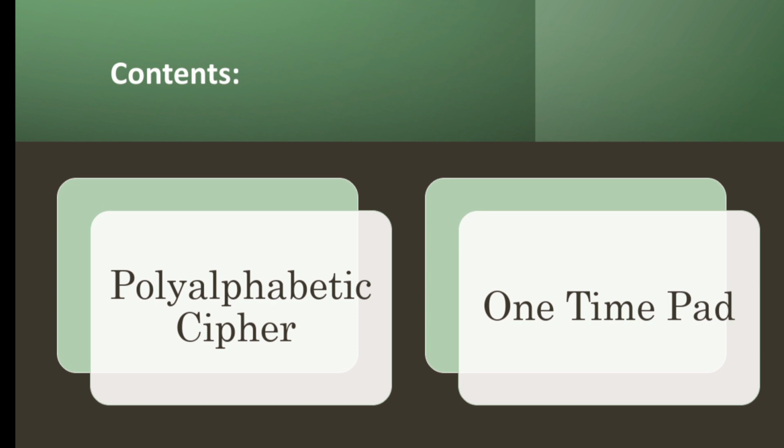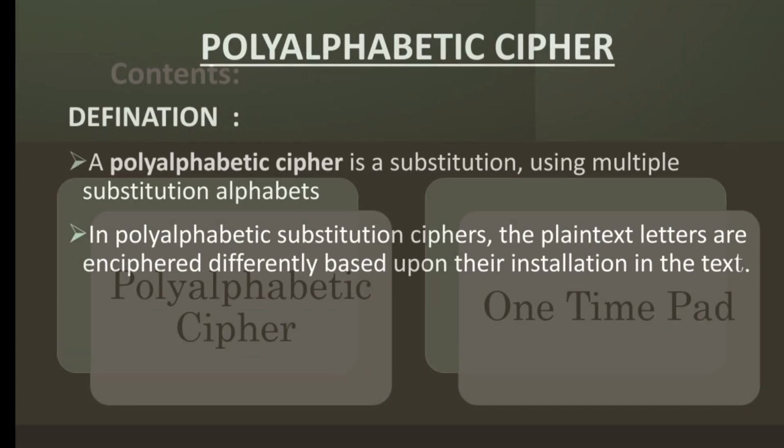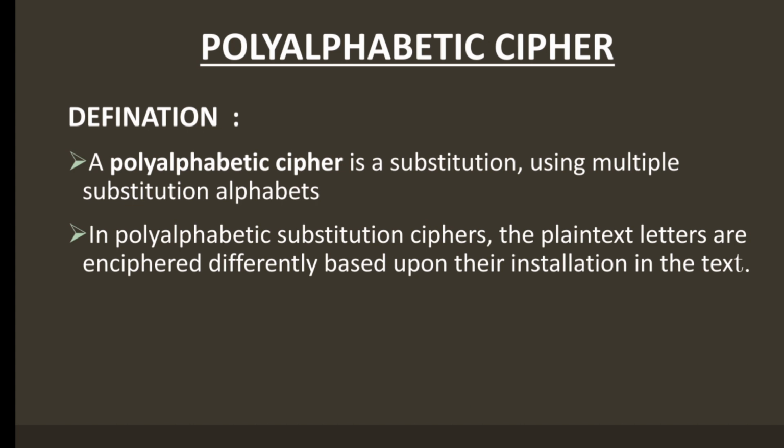Firstly, we will learn the definition of the polyalphabetic cipher. So this is the definition of polyalphabetic cipher. A polyalphabetic cipher is a substitution using multiple substitution alphabets. In polyalphabetic cipher, the plain text letters are enciphered differently based upon their position in the text.